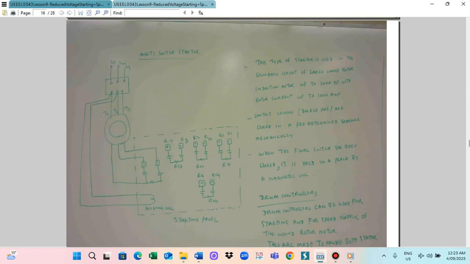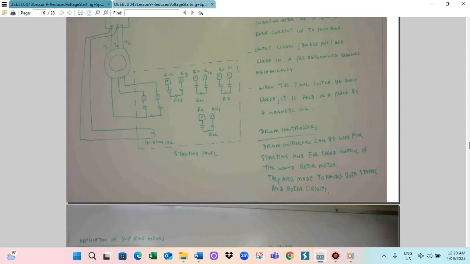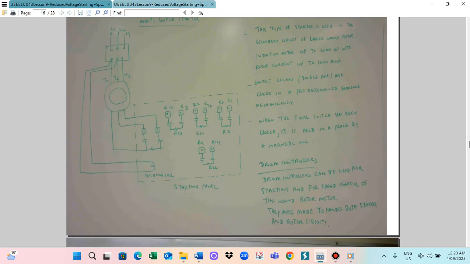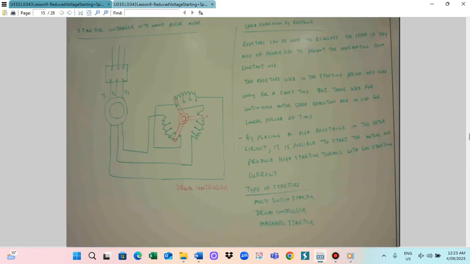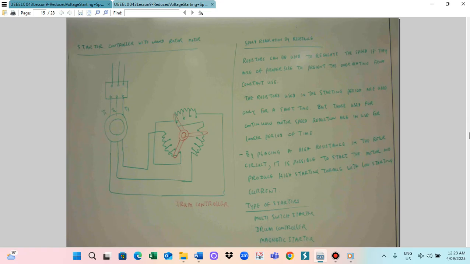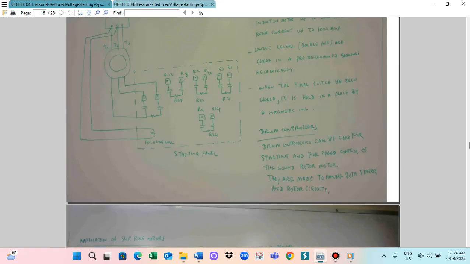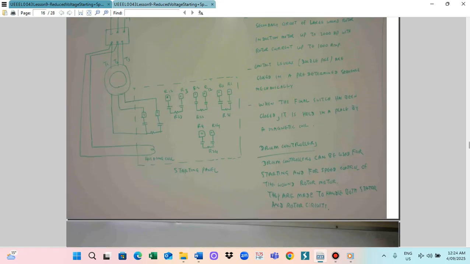Controller for the starting and speed control. For starting and speed control we use the crank controller. Crank controllers are similar to this one. You handle both the starter and the rotor circuit. It shows the wound rotor motor. Wound rotor motor is used because some loads are very heavy to start, especially with the induction motor.